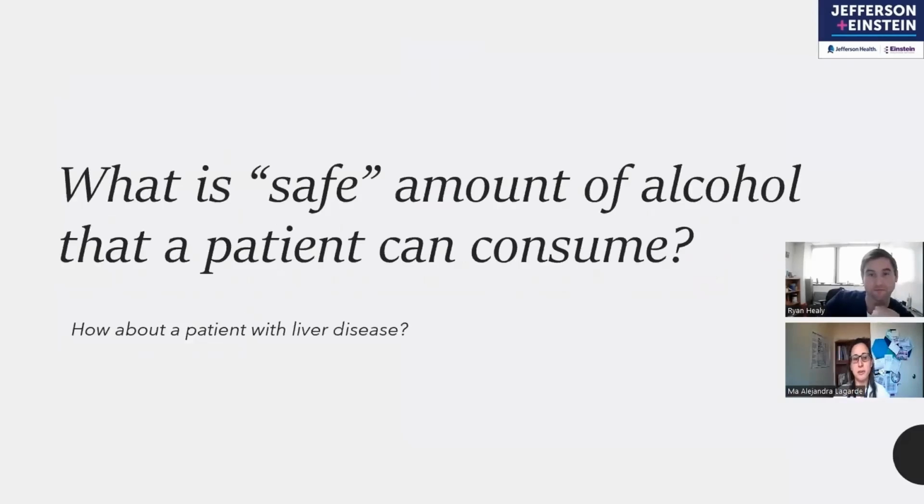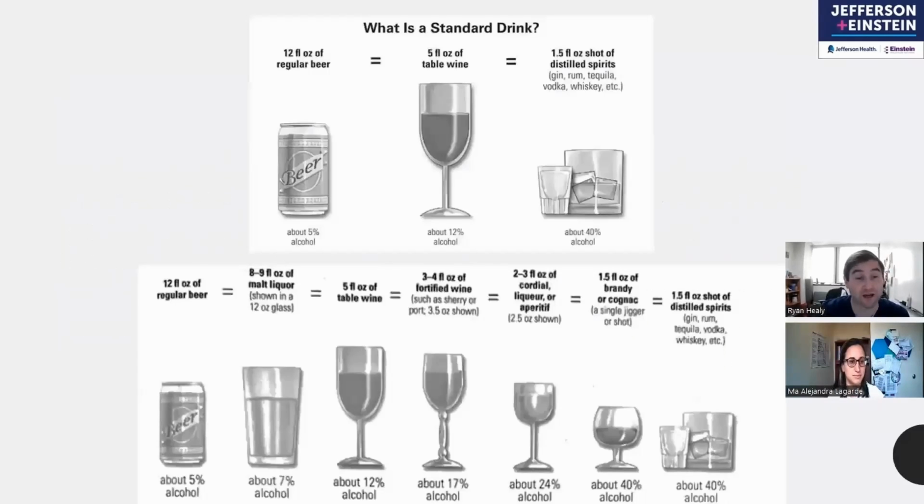All right, so this is a very important question that we always get asked. What is a safe amount of alcohol that a patient is allowed to consume? That's a great question. If you go to the next slide, you can see the different types of alcohol and how much is in each one. 12 ounces of regular beer contains about 5% alcohol. Table wine is about 12% alcohol, and a 1.5 ounce shot of distilled spirits contains about 40% alcohol. So which alcohol you choose determines how much alcohol you are getting.